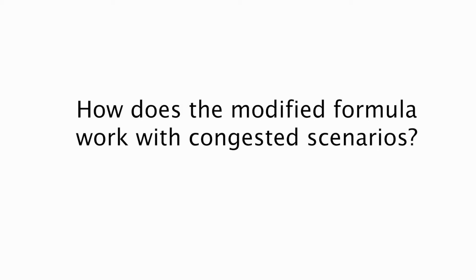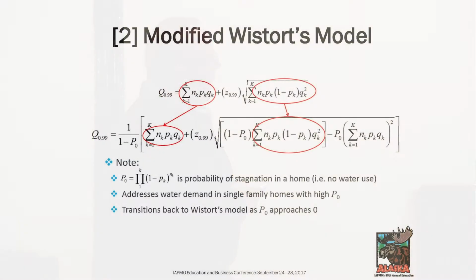See these values wherever there's a P0? Put 0 for P0, and it reduces back to the Wistort method for congested use. So this was a real genius. Actually, a professor at the University of Cincinnati is the one who came up with this model, and it was really good. Because you can use this model for congested or uncongested use: when stagnation approaches 0, which means there's no stagnation, it's congested use, then all of that zeroes out, and it goes back to the Wistort model.